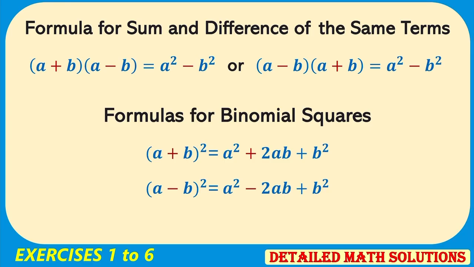In addition, I will use the formulas for binomial squares: (a + b)² = a² + 2ab + b², and (a − b)² = a² − 2ab + b².